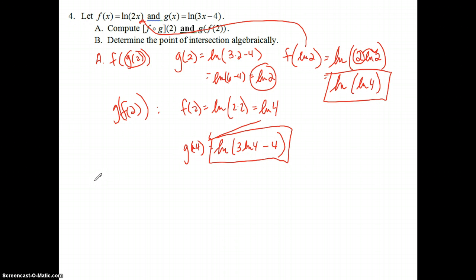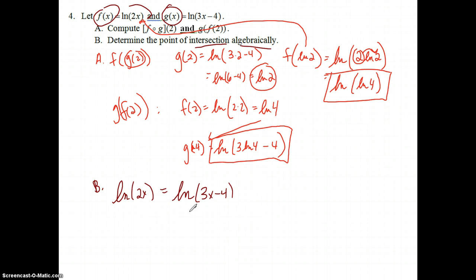B says determine the point of intersection algebraically. So remember that a point of intersection is where these two functions will meet. In fact, it's where their y values are equal. So all we're going to do is put this one equal to this one. So we're going to have ln of 2x equals ln of 3x minus 4. And this is easy to solve because we know that the equality property allows us just to take 2x and equal it to 3x minus 4.